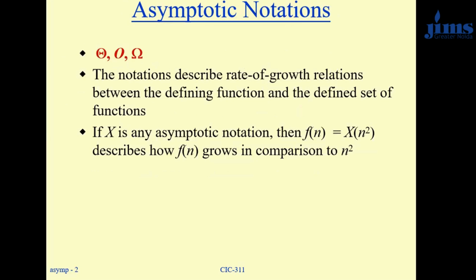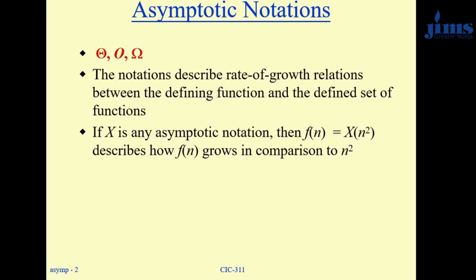There are basically 5 asymptotic notations. Today we shall be covering only 3, that is theta notation, big O notation, and big omega notation. These notations describe the rate of growth relation between the defining function and the defined set of functions. That is, we will compare whether each function describes the upper bound of the other, or the lower bound of the other, or the tight bound of the other. Depending on that, the relation will be either theta or big O or omega.